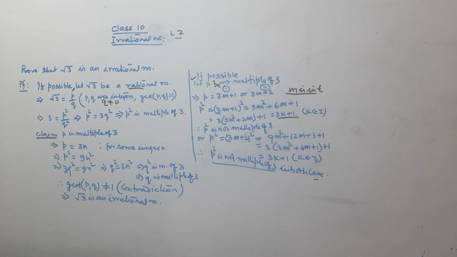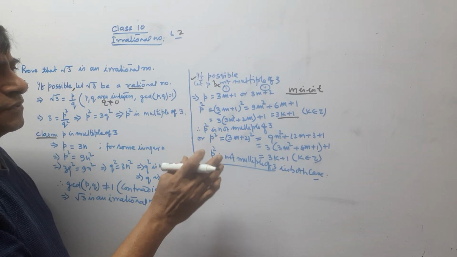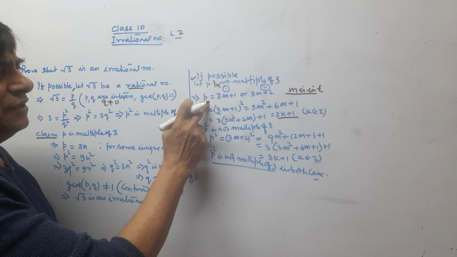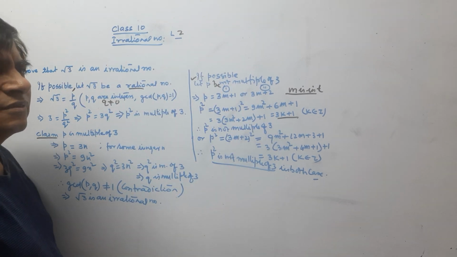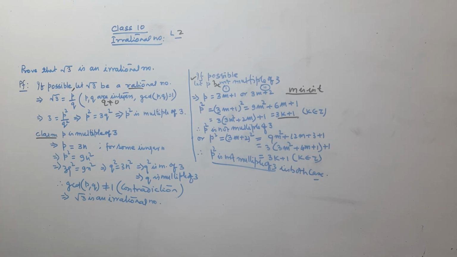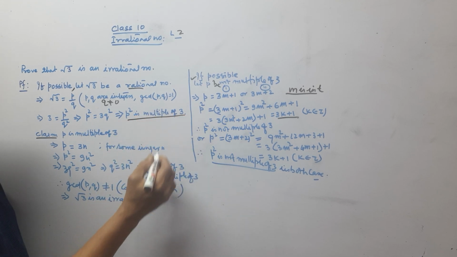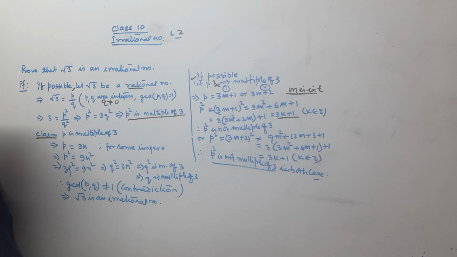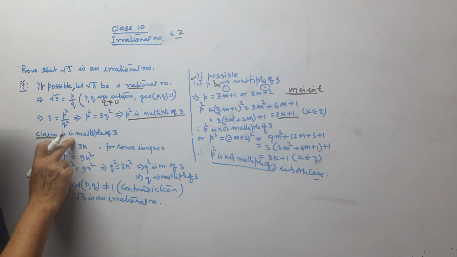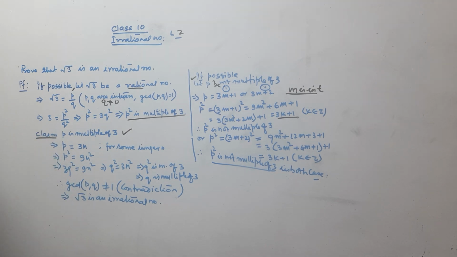That means p square is not the multiple of 3 if p is not multiple of 3. Then p square is not multiple of 3. But what is given here? P square is multiple of 3. So these two cases are not possible. So ultimately what is possible? P is multiple of 3. So our claim is correct.